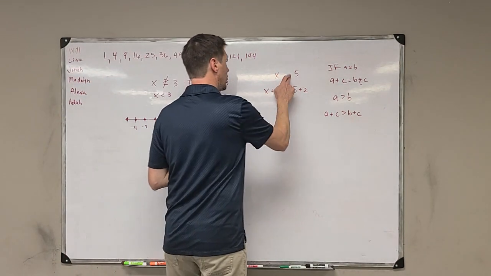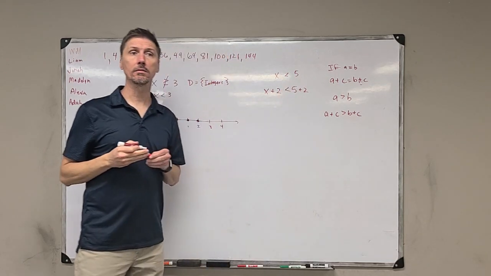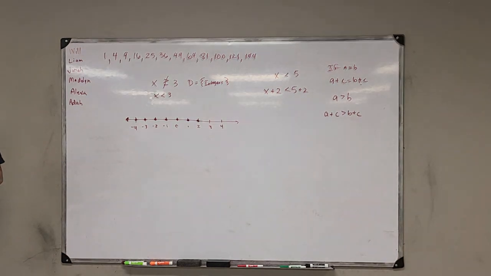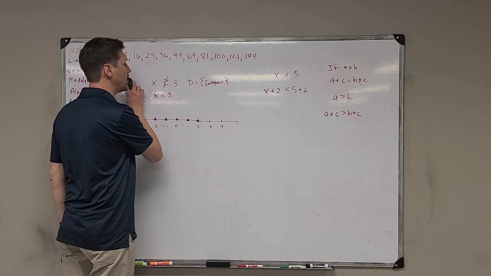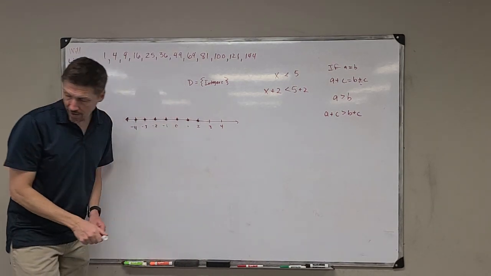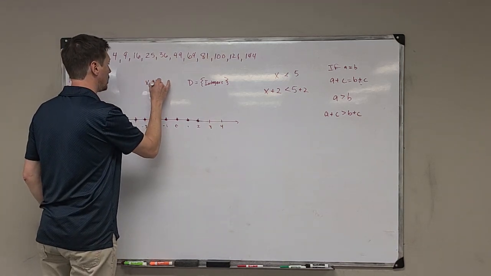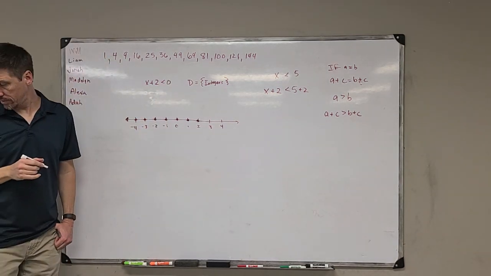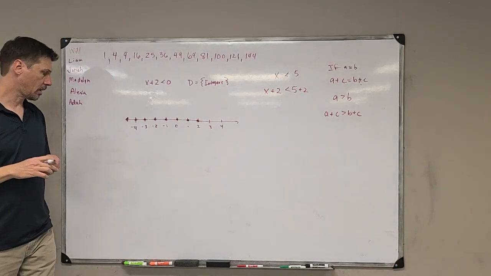If we made this a less than sign, then we could also say that. That would be true for inequality as well. Make sense? So the rule doesn't change. And so if they give us something like this, and they say, I want you to graph x plus 2 is less than 0, and your domain is, let's do a domain of integers, all right?